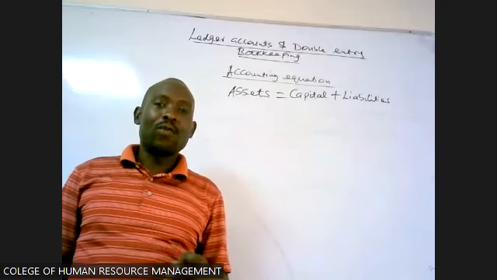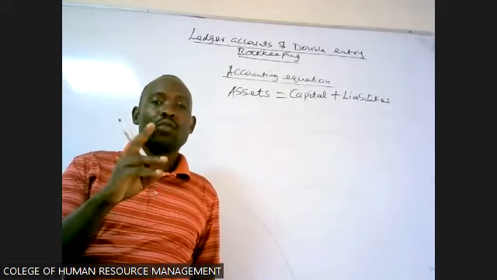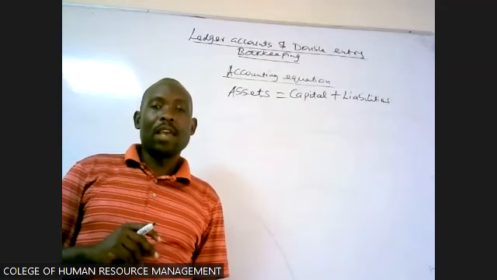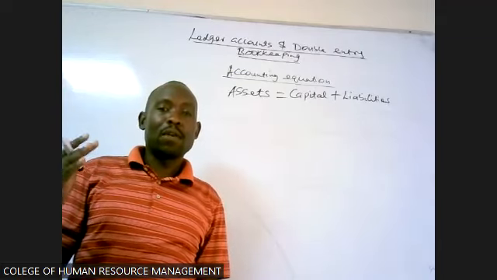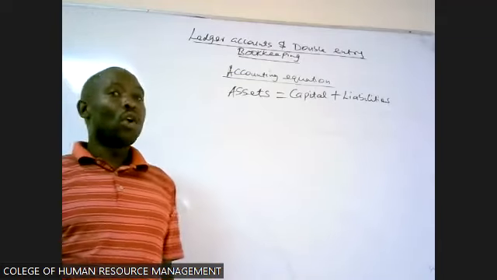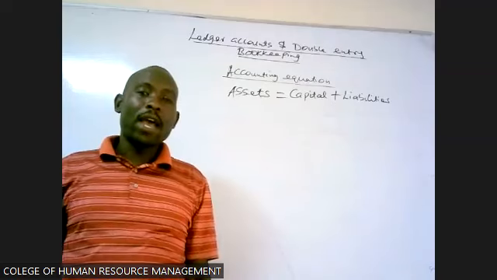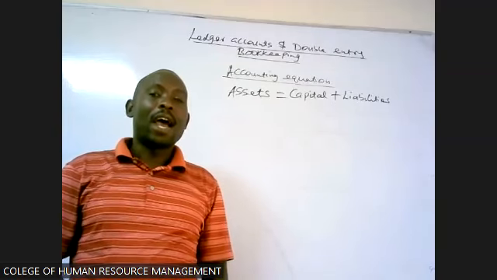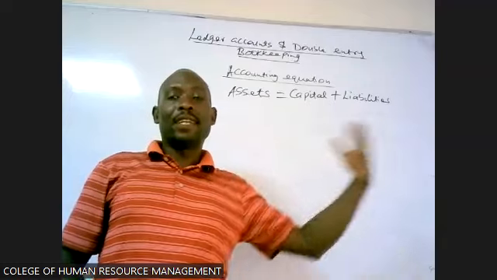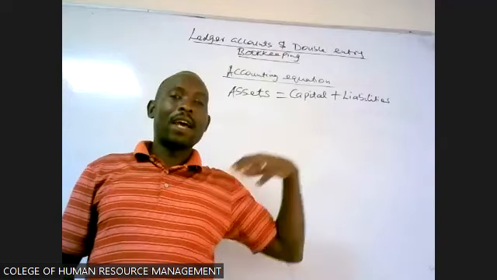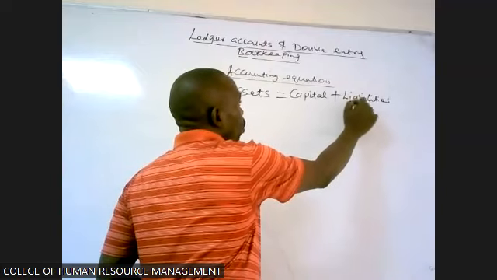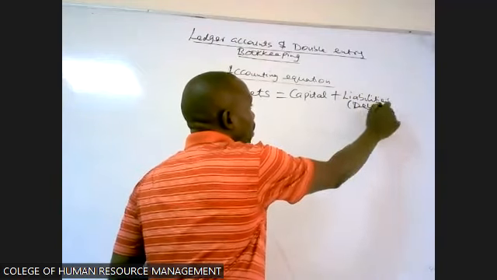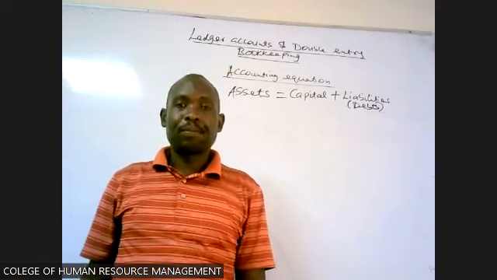Those assets, you can acquire them using two options. Either you buy them and you pay for them using the resources that belong to the business, which is capital, or you can acquire an asset in the business and you pay for that asset later. When you acquire an asset and you are going to pay for it later, you will have created what we call liabilities, and liabilities are simply debts.